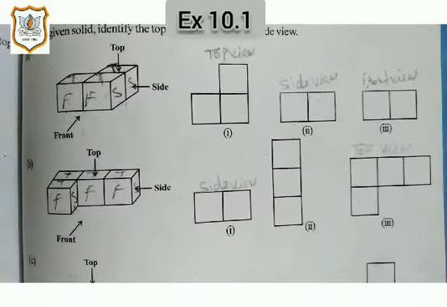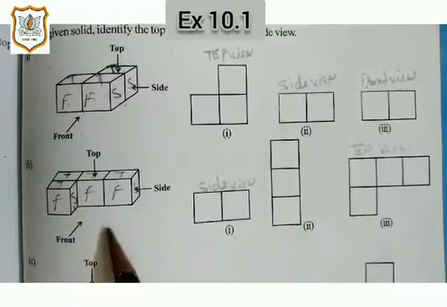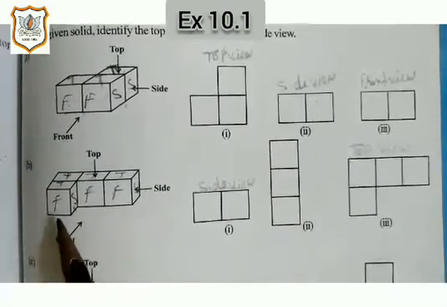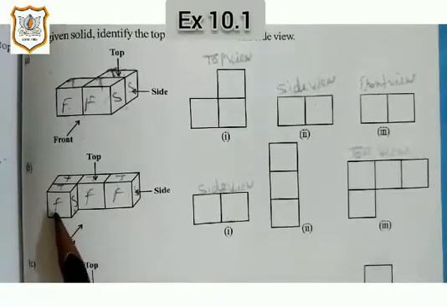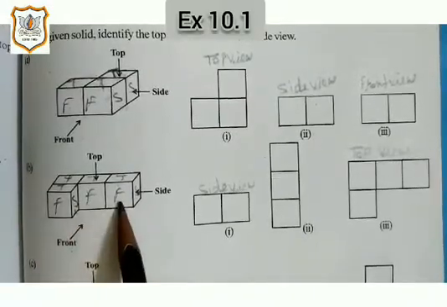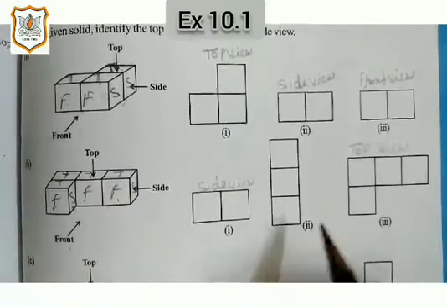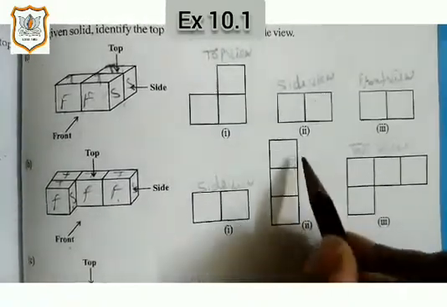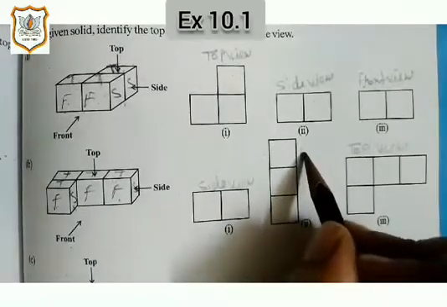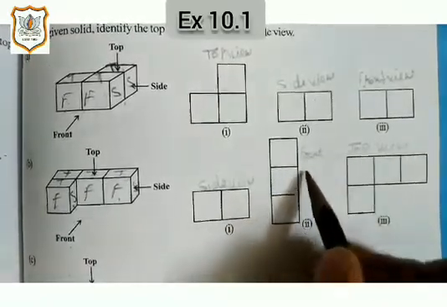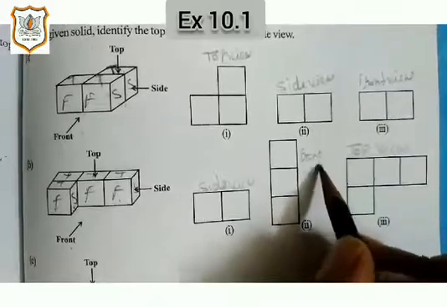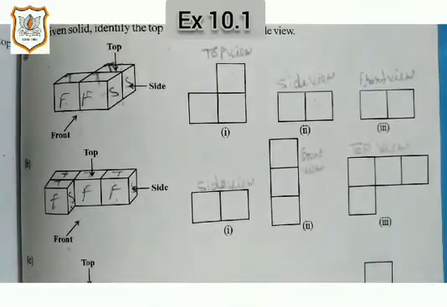Next, when you see this solid from the front, you will see 3 squares. 1, 2, 3. So the second part is front view. So we'll write front view. Clear, students?